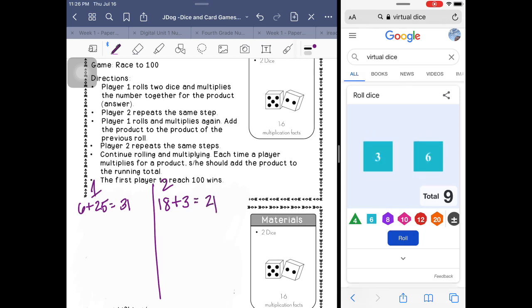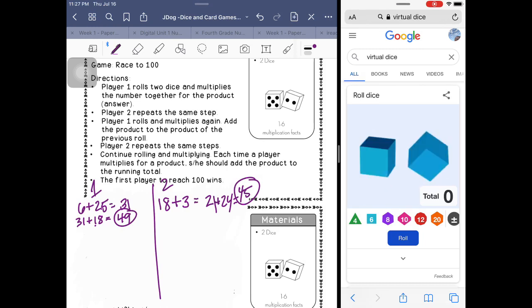Now I'm at 3 times 6 is 18. So it's 31 plus 18. So 31 plus 10 is 41, plus 8 is 49. I'm almost halfway to 100. Player 2, 6 times 4 is 24, so they're going to add this. So that would be 45. We're close, 45 to 49. My turn. 1 times 6 is 6, so 49 plus 6 equals 55.